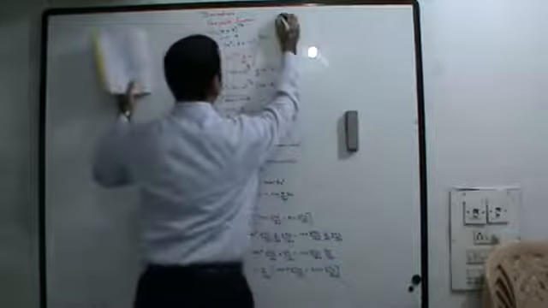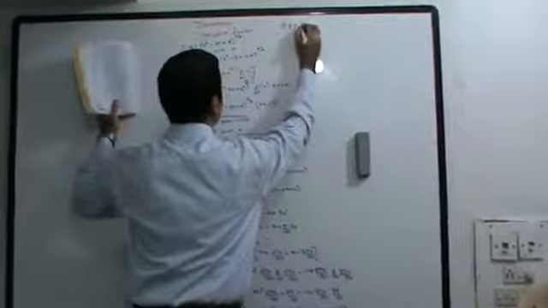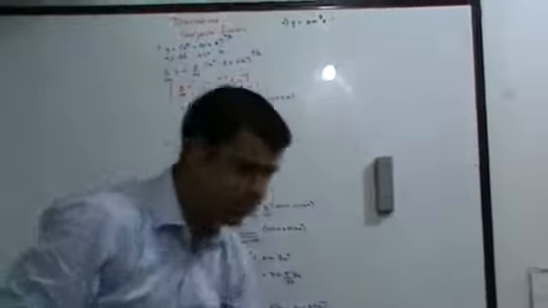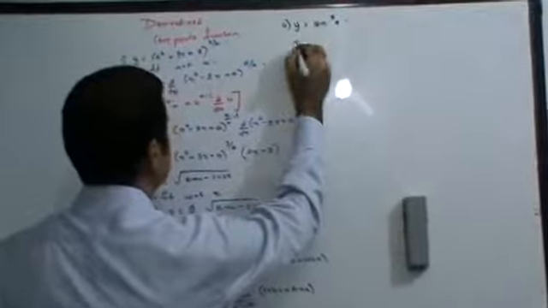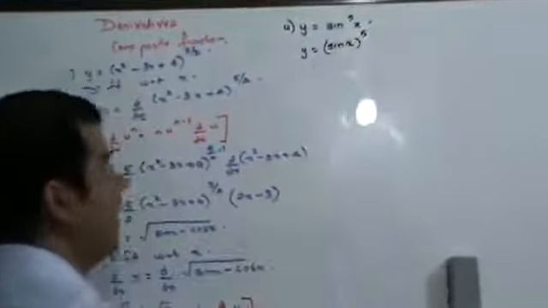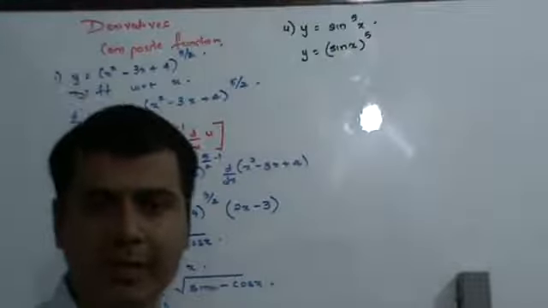Next, let's see another sum. Now, suppose if I have y is equal to sin 5x, right? Let's see how do we do this. Now sin 5x is nothing but sin x the whole raised to 5. Whether I write sin 5x or I write sin x the whole raised to 5, it is the same thing.